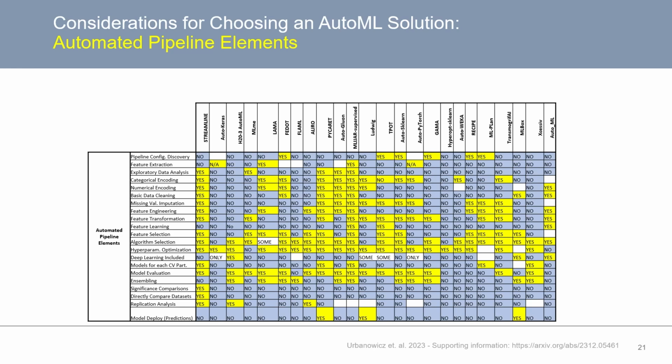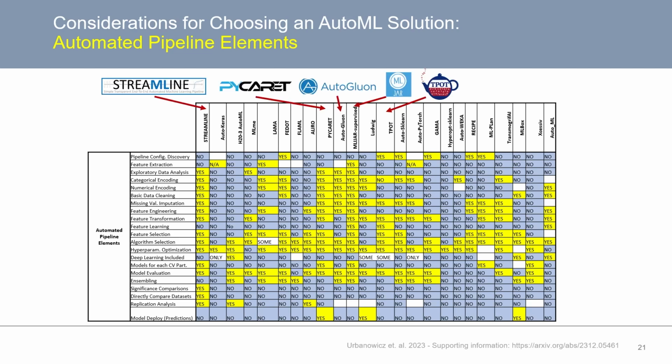And lastly, looking more closely at what pipeline elements were automated by a given AutoML, we considered a fairly diverse list of capabilities. In short, the following AutoML tools included the greatest range of elements: Streamline, PyCaret, AutoGluon, MLJAR, and Teapot.